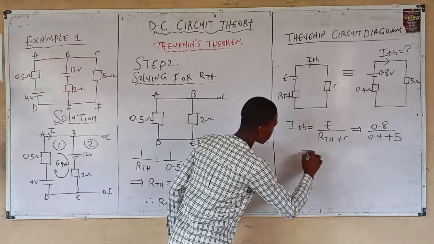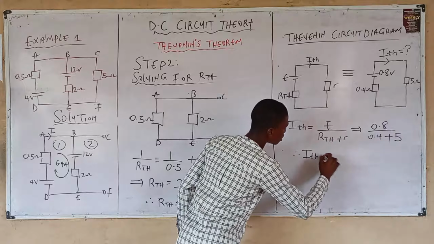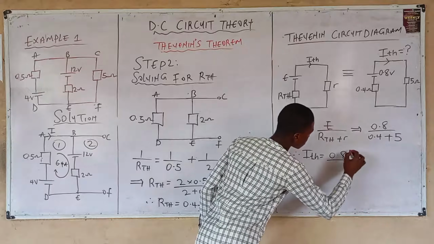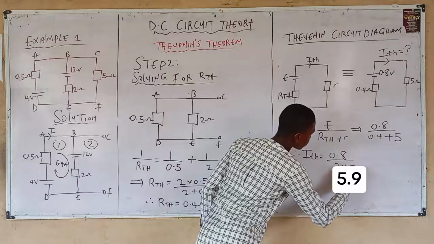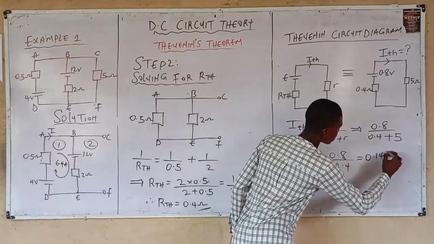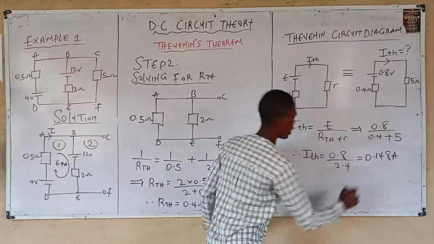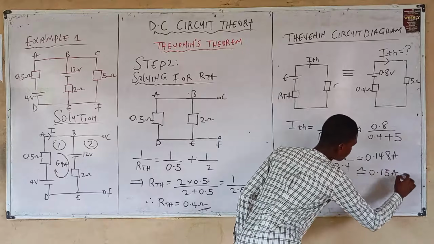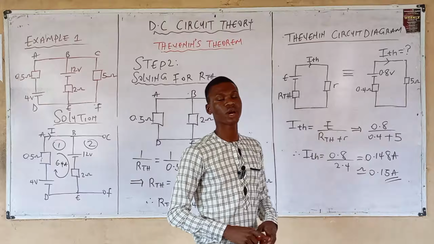5. So therefore, ITH is equal to 0.8 divided by 5.4, and this is equal to 0.148 amperes, approximately 0.15 amperes. Then that's the end of that question.